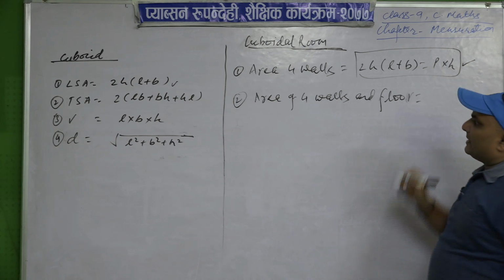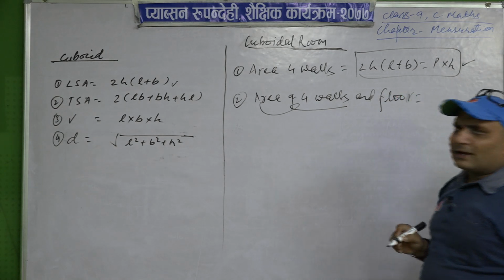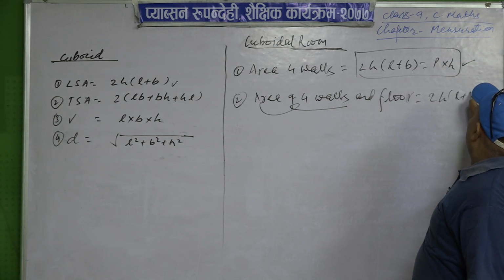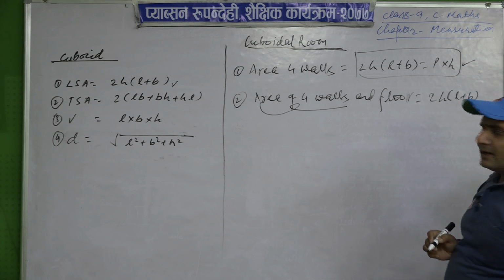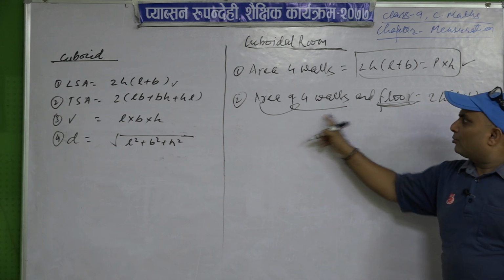What will be its area? Area of four walls and floor. We have got the area of four walls as 2h(L + B). Okay, and now what? Floor.